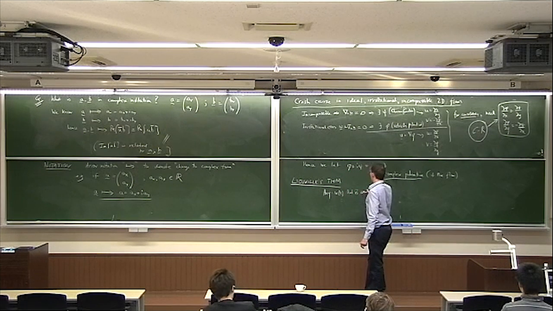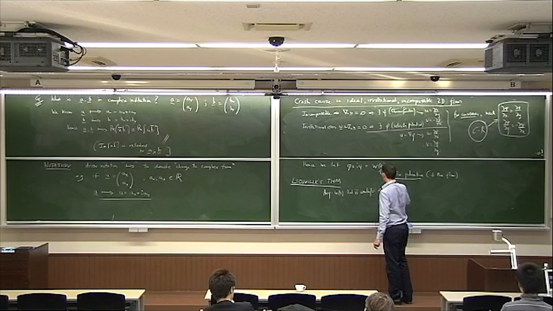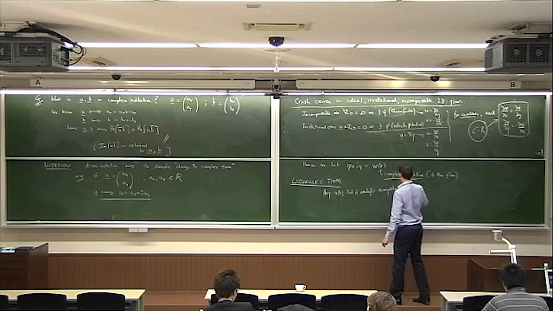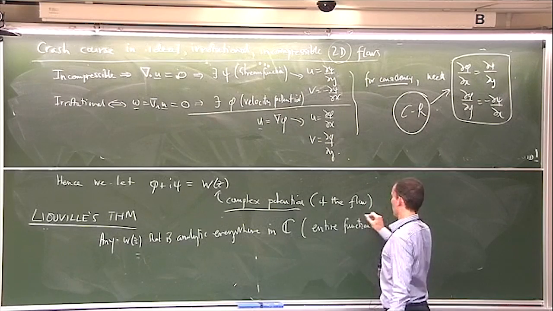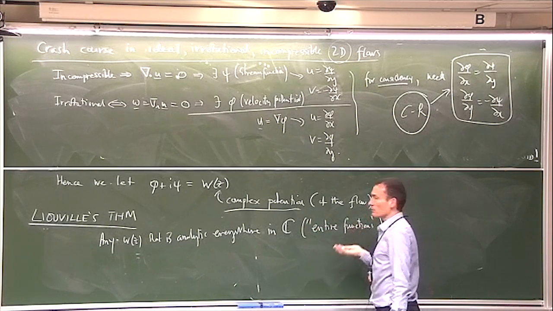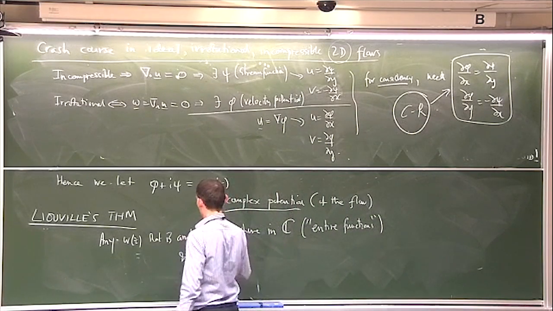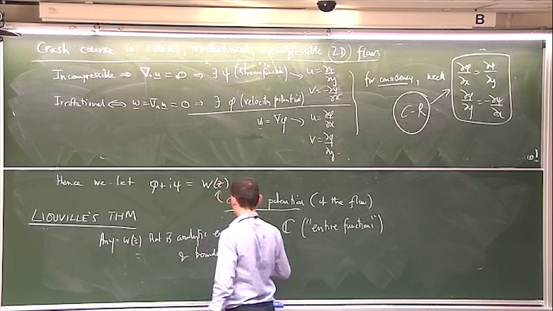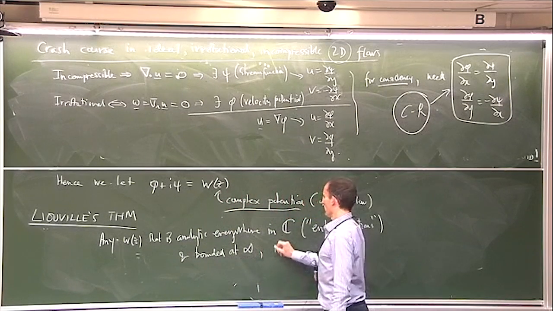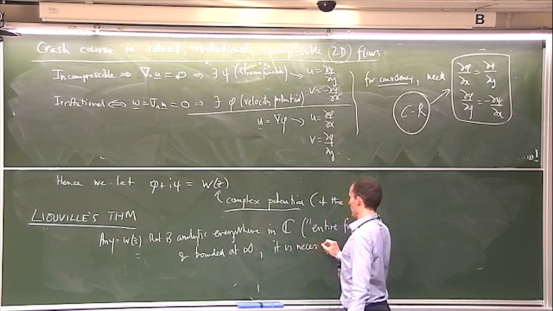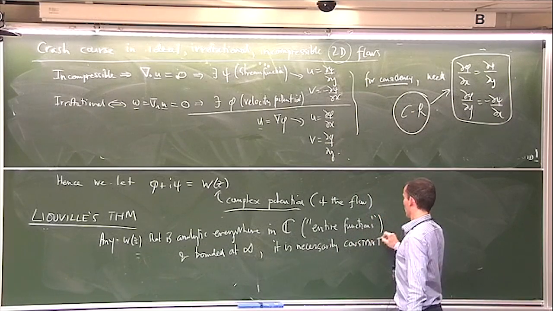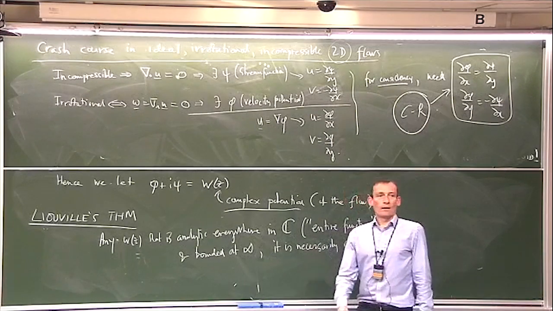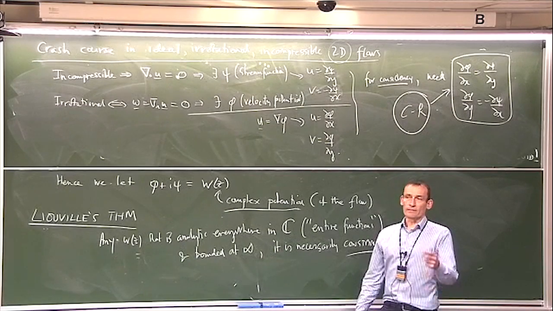So any w of z that is analytic everywhere in the complex plane, some people call these entire functions, it's just the definition of what we mean by an entire function, and bounded at infinity, it is necessarily constant. That's very disappointing, isn't it?